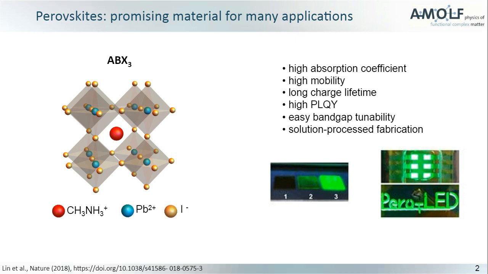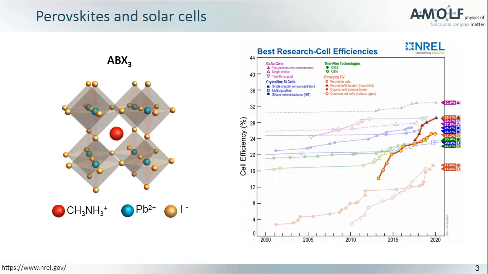If we take a quick look at the solar cell performance, you can see that in the last 8 years, the efficiency of solar cells based on perovskite has increased from 12% to almost 26%. It's now 25.8%, and this makes them, of course, even more interesting as a material to study.